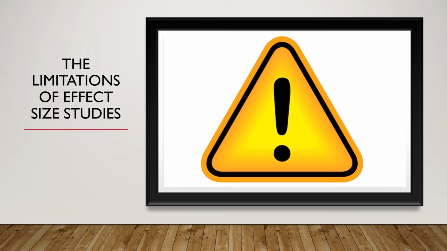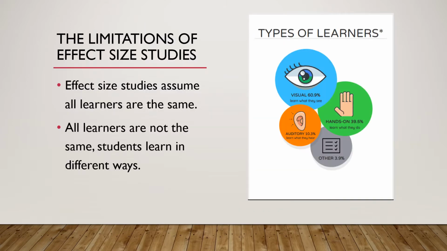So now I will discuss the limitations of effect size studies. One of the limitations of effect size studies is that it assumes all learners are the same and have the same needs. We know this is untrue, as many students learn in different ways. For example, some may learn through visual aid, and this is known as a visual learner.